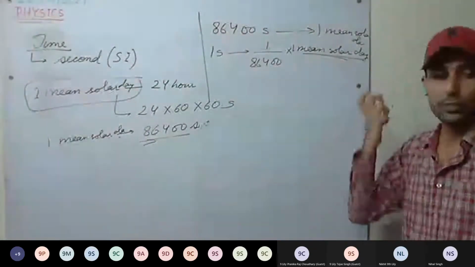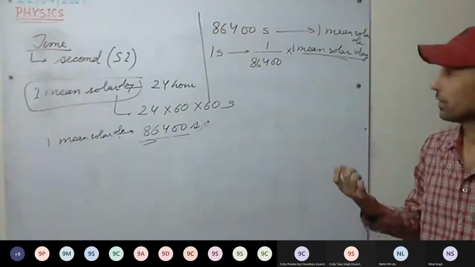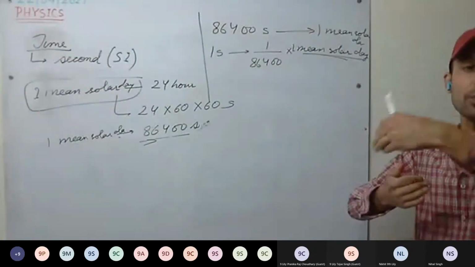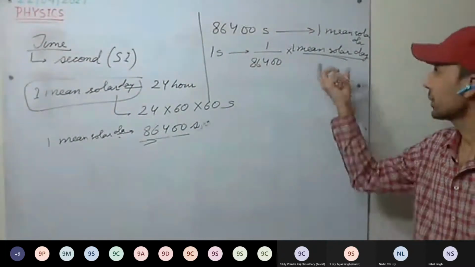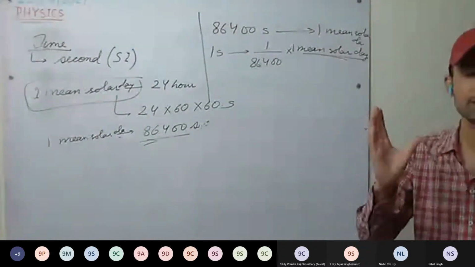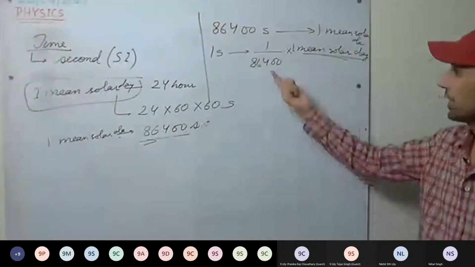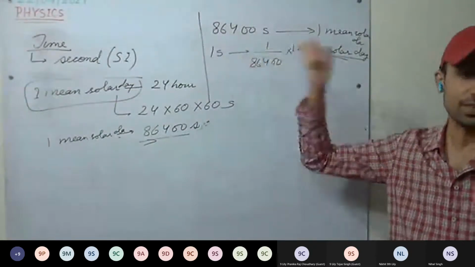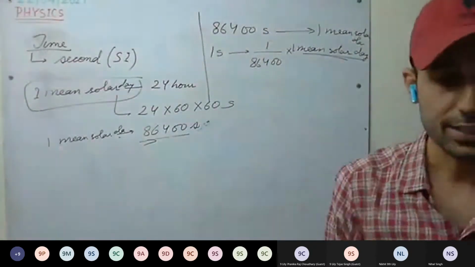So which mean solar day will we take? It is varying throughout the year. This mean solar day varies from year to year. Each year the mean solar day is different. That is the average day we have taken. What is the average length of a day? It varies. Therefore, the second varies. So we have to correct this error.